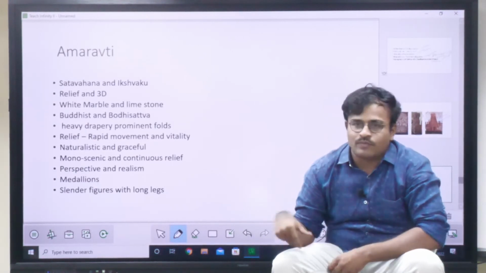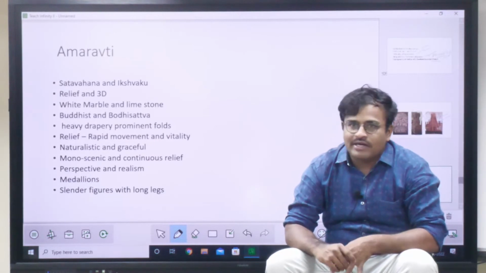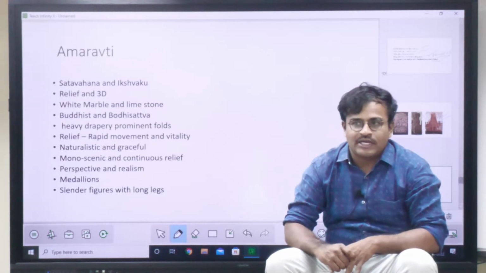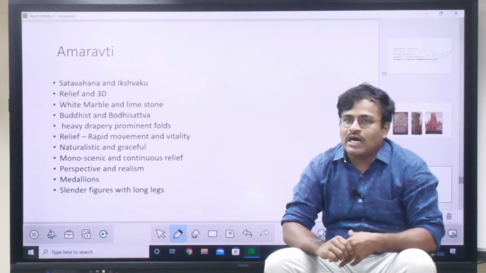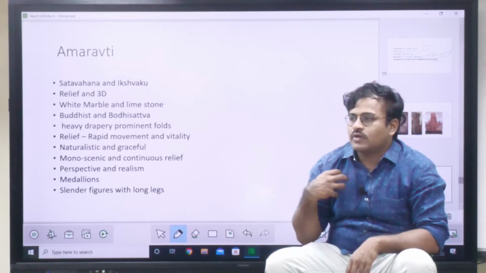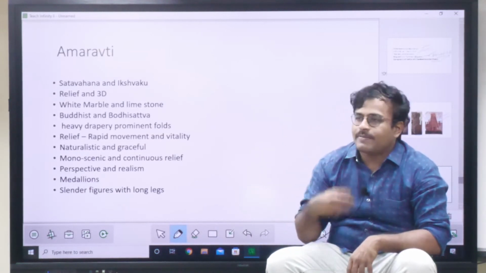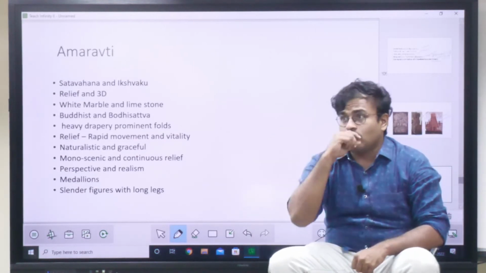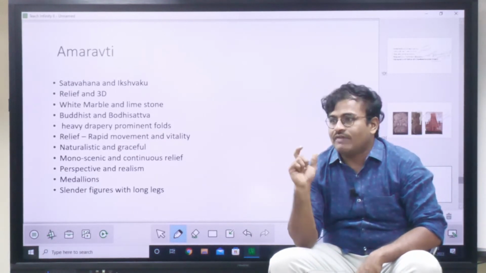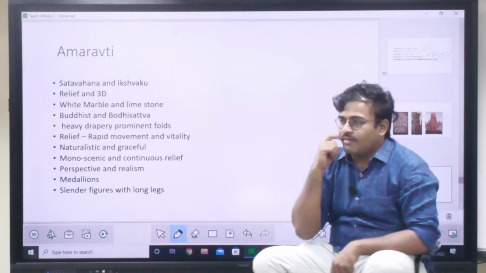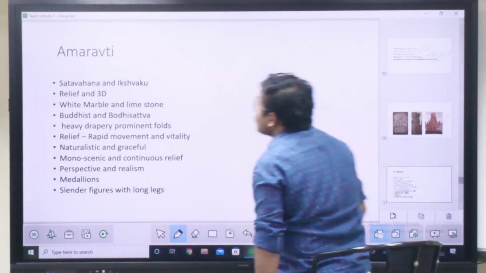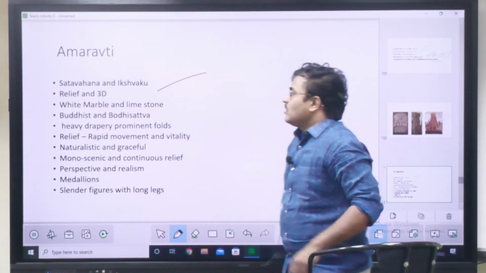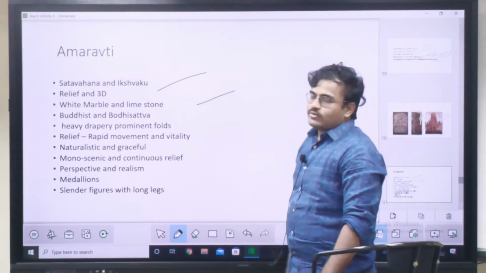So this way they developed one more thing, and most of the images are shown in slender figures with very long legs, and intense activities depicted. Perspective is there, and mainly the images are of Buddha and Bodhisattva. And here also, because they are influenced by the Gandhara school, the drapery is heavy. Drapery is heavy here too, and they also used to make images of Buddha with white marble. Marble based images are also there here. Relief and 3D are there. White marble and stucco, that is limestone.